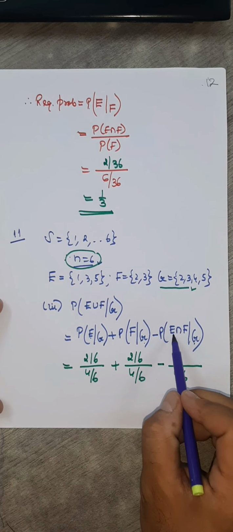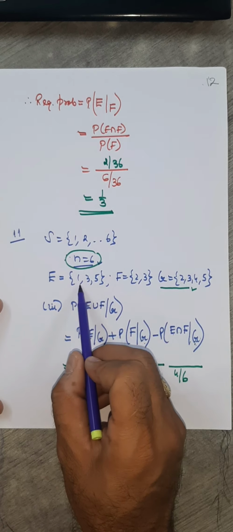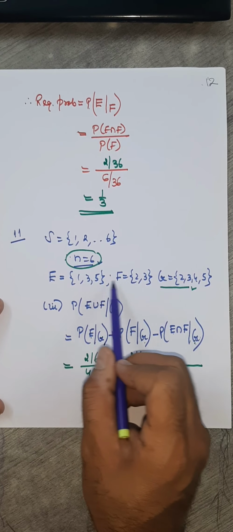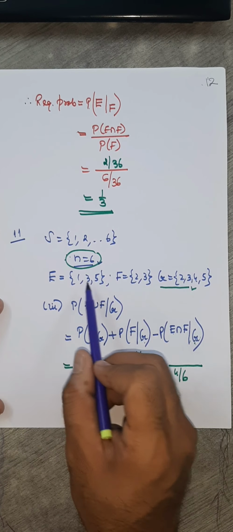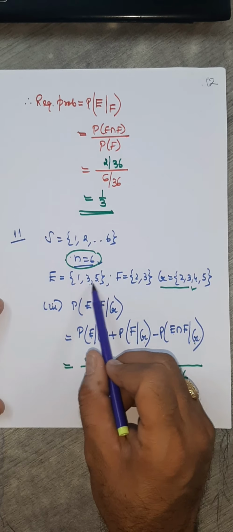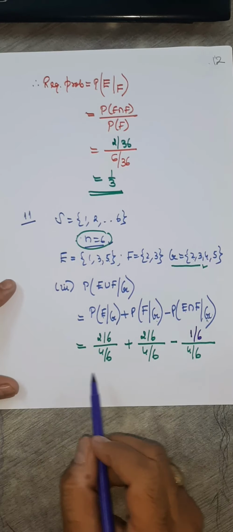And the intersection in all of these, E intersection F intersection G. Is there anything common? 3, I suppose, is common in all. 5 is in this but not in this. 3 is in this. 2 is in this but not this. Just 1. So 1 by 6.